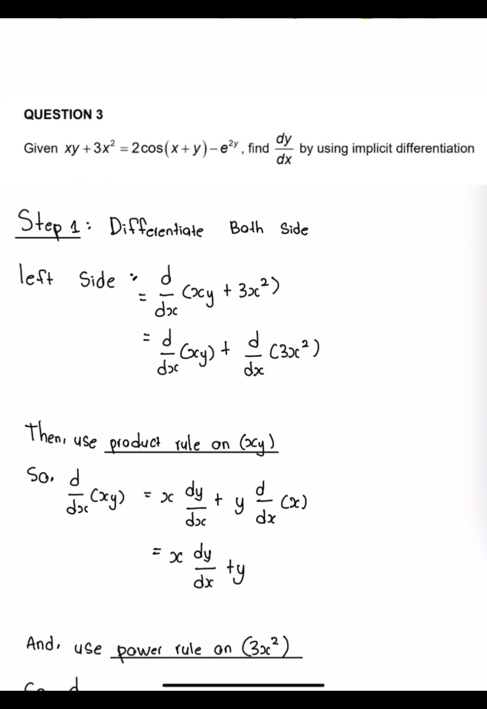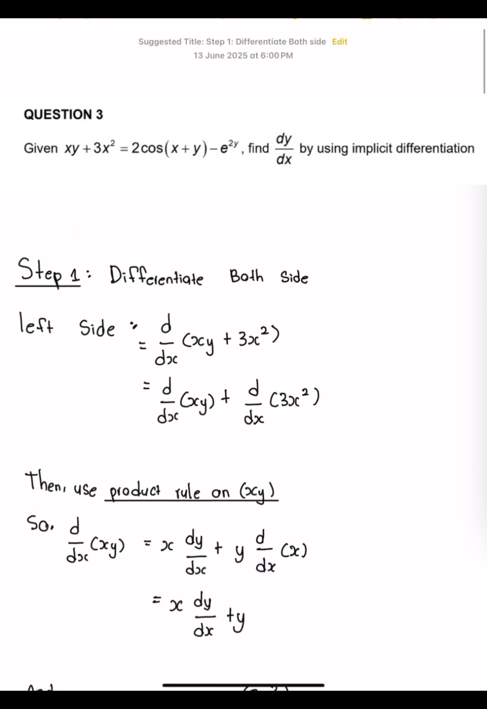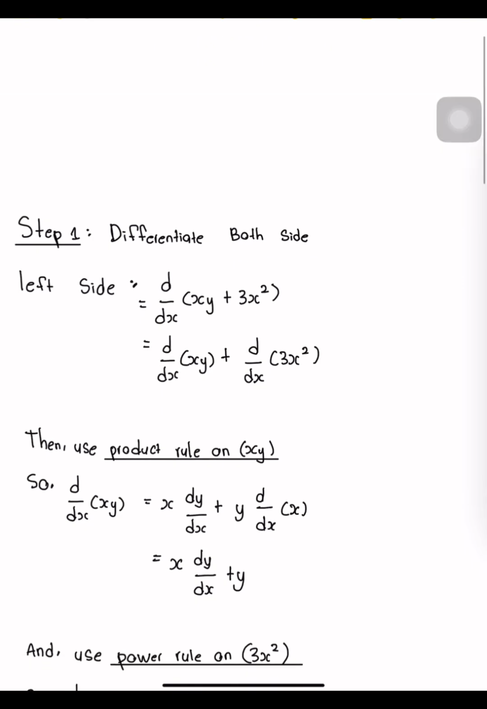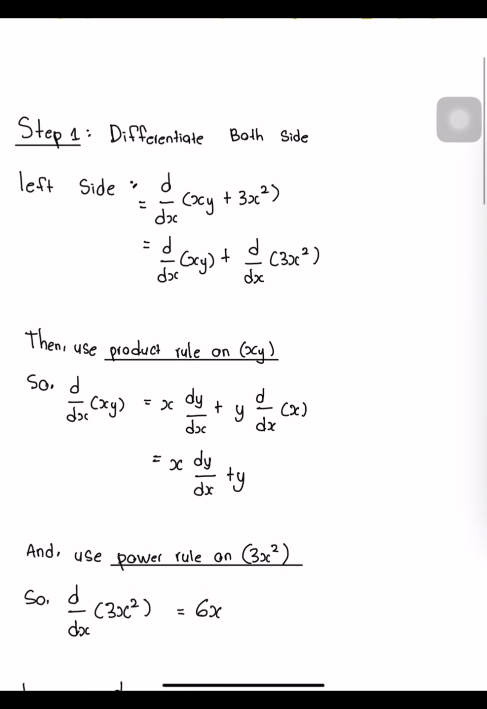Alright, so first of all, let's divide the equation into two sides, the left side and the right side. Let's settle the left side first. For the left side, we should differentiate it, but before that, let's recognize the rule that we should use. For xy, we should use the product rule. Meanwhile, for 3x squared, we should use the power rule. So let's differentiate it.